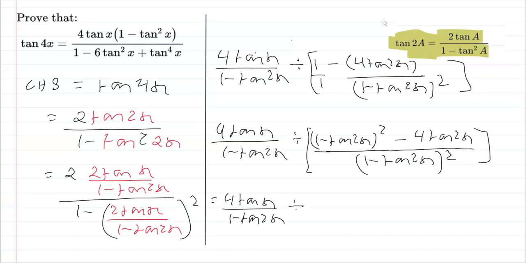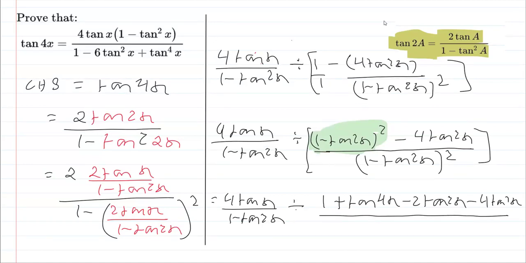divided by, on simplifying it further, I'm going to apply a minus b whole square over here. So a square, that is 1 square, is 1, plus b square, that means square of tan square x is tan raised to the power 4 x, minus 2 times a into b, that will give you 2 tan square x. And then we have minus this, that is minus 4 times tan square x. And that divided by the denominator, which is 1 minus tan square x, the whole square.